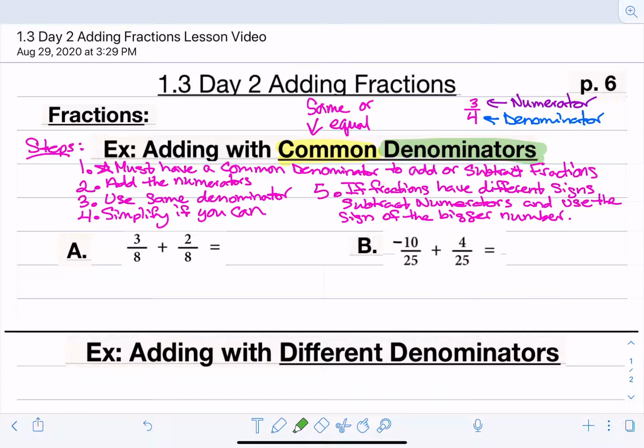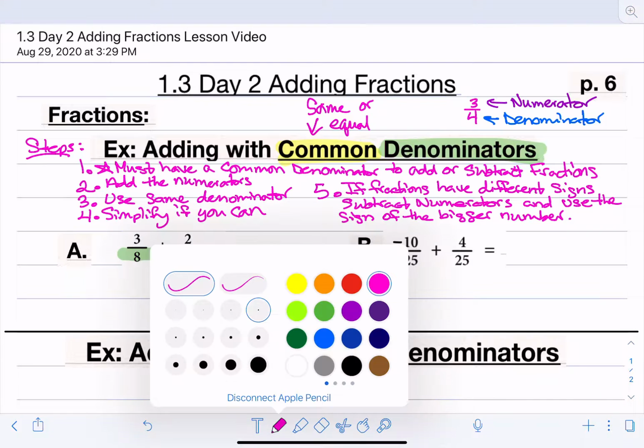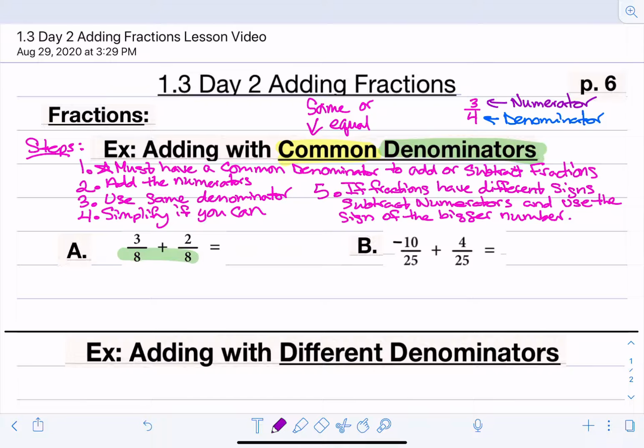So I'm looking at A and it says 3/8 plus 2/8. Step one says we must have a common denominator to add or subtract fractions. Well, as you can see, the denominators are the same or equal, so they have common denominators. We move on to step two. Step two says add the numerators. Okay, so I have, let me change colors, 3 plus 2. That equals 5.